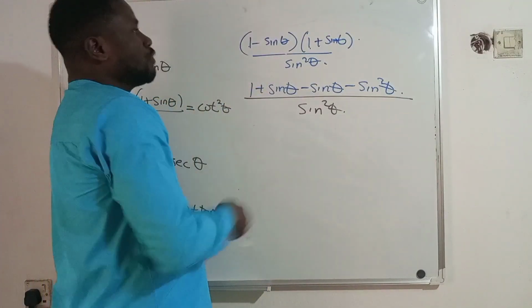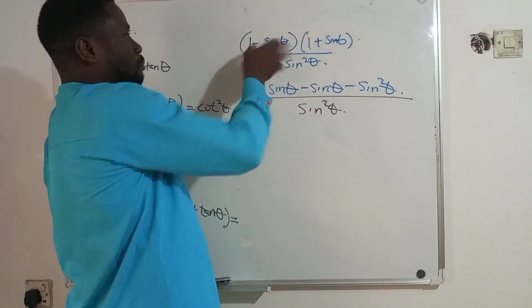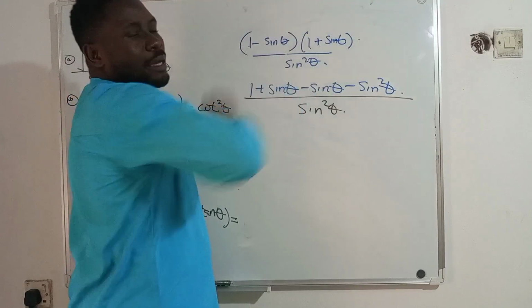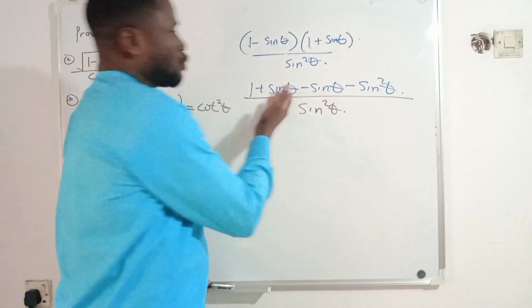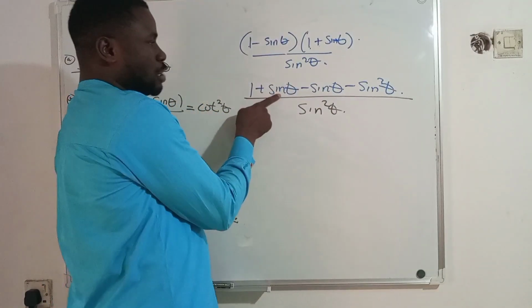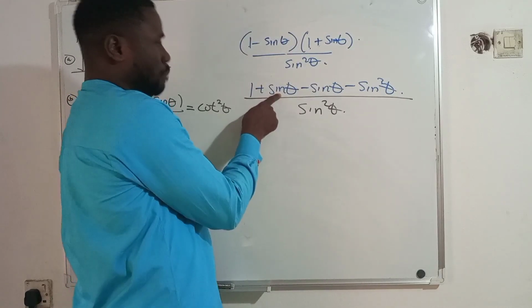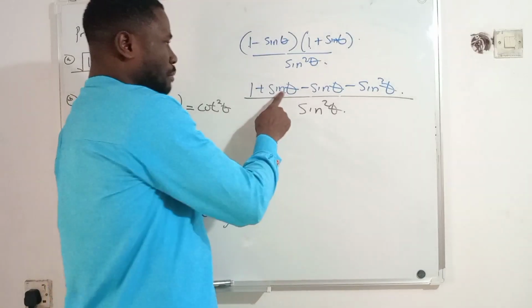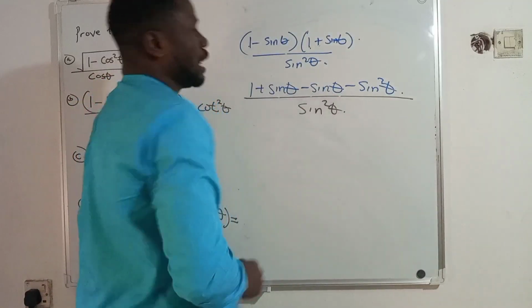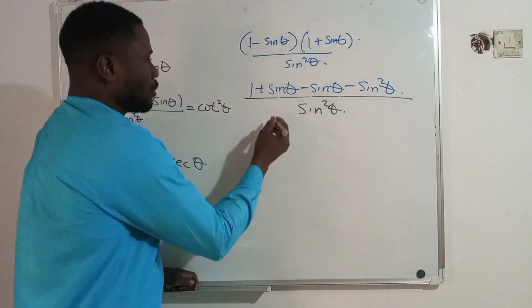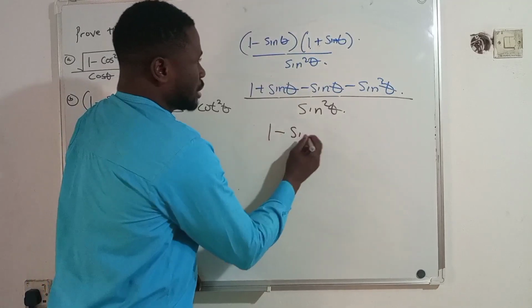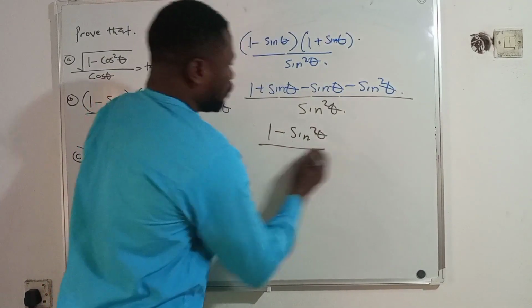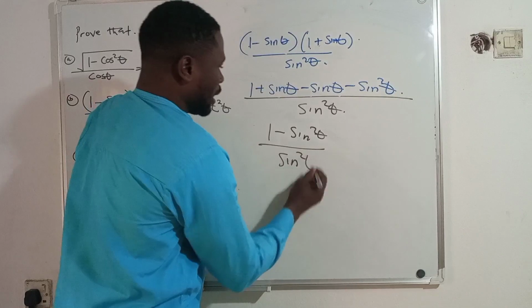So I have removed the bracket by simply multiplying, using this to multiply the other bracket. And this is what we have. Now at this point we are having plus sine theta minus sine theta. Of course that will be 0. It simply means sine theta minus sine theta gives us 0. So we have 1 minus sine squared theta all over sine squared theta.